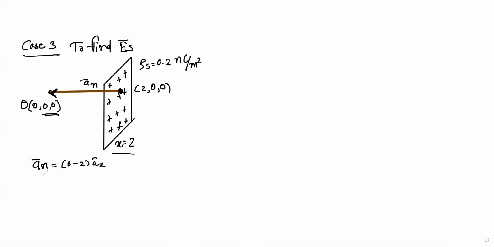And here, sorry, this has to be a normal, but I want the unit vector. So that is going to be divided by 2. So if I say this is just minus a bar x, will it be a problem? A bar n is equal to minus a bar x. Right? 2 by 2 gets cancelled.